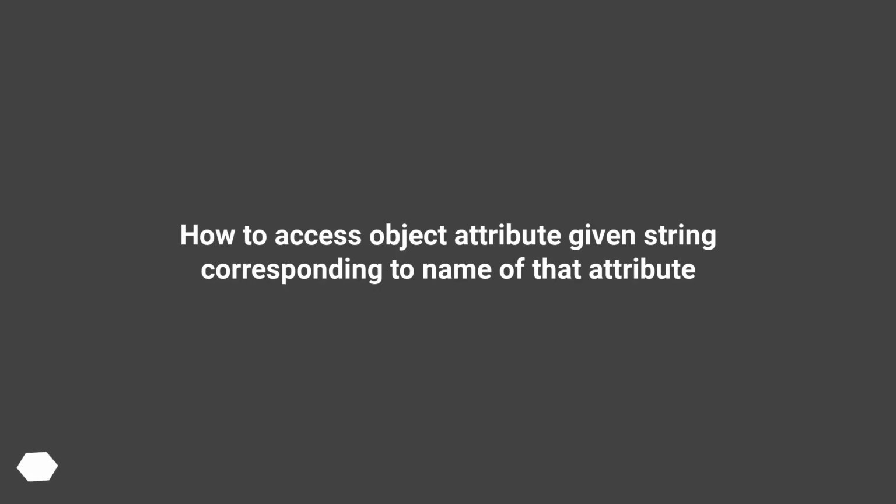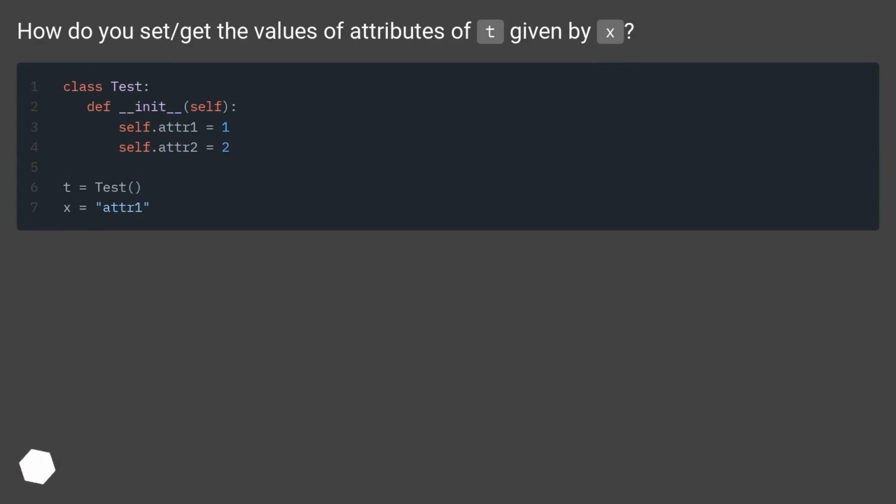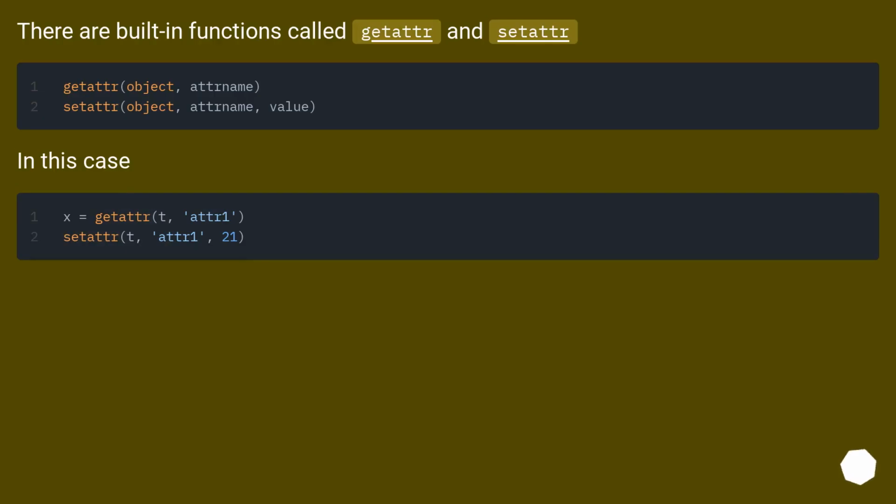How to access an object attribute given a string corresponding to the name of that attribute. How do you set/get the values of attributes of t given by x? There are built-in functions called getattr and setattr.